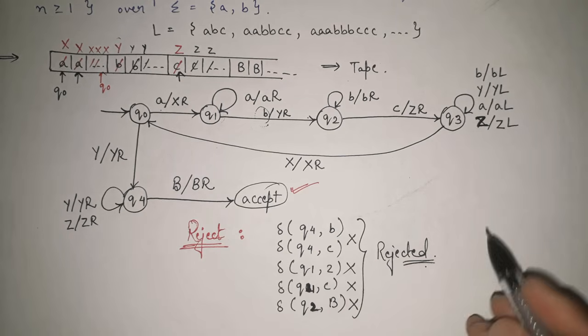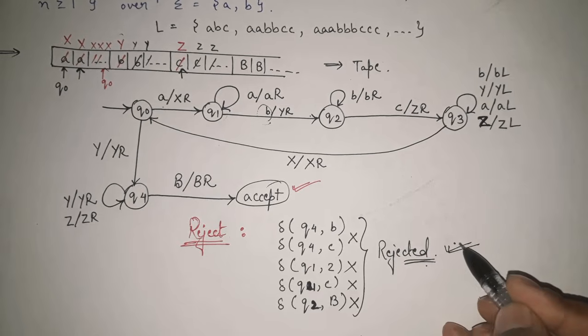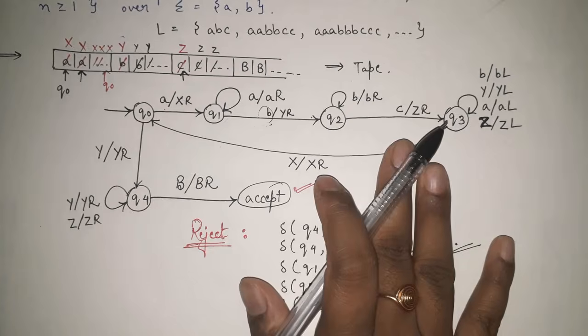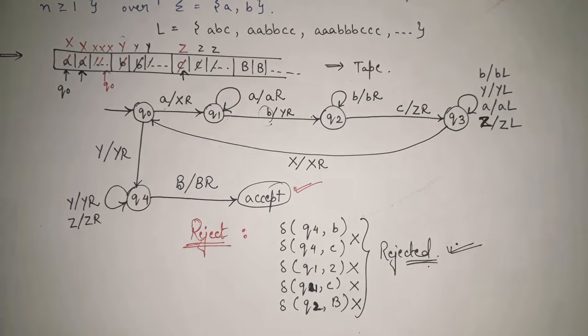So these are the states that will cause our Turing machine to reject the string, and apart from that, this is our whole Turing machine that will accept the given language, that is A raised to n, B raised to n and C raised to n. I hope you have understood it.